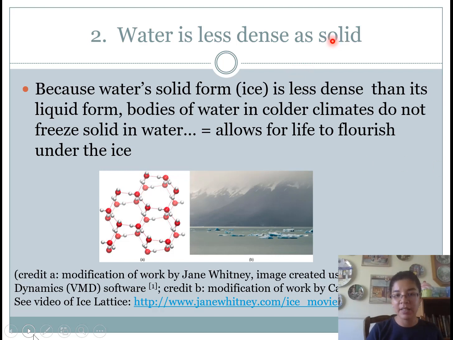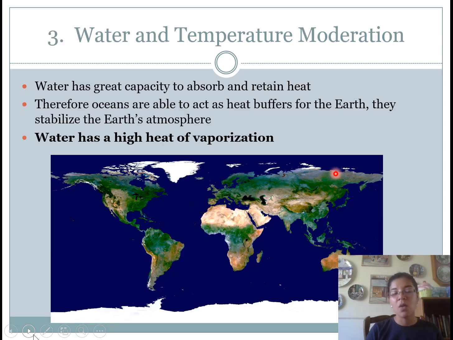Water is less dense as a solid. So because water's solid form, ice, is less dense than its liquid form, it forms a lattice network above the water in this ice formation that allows life to flourish underneath the ice. Water temperature moderation. So water has a high heat capacity and it's able to retain heat. Okay, heat is a form of energy. So water acts to moderate temperature, whether we're talking about on a global scale, the water of the earth acts as a heat buffer.